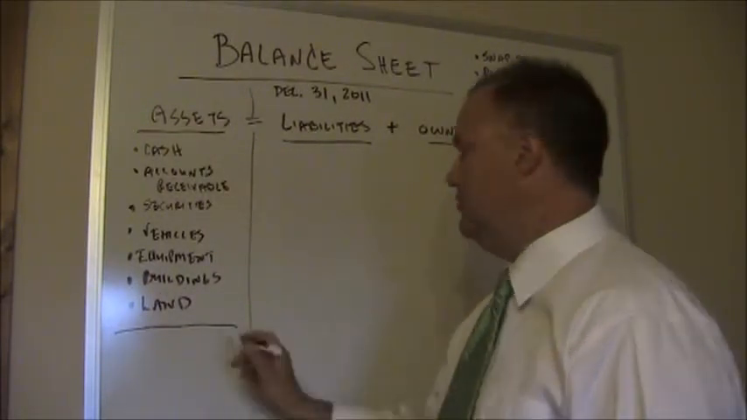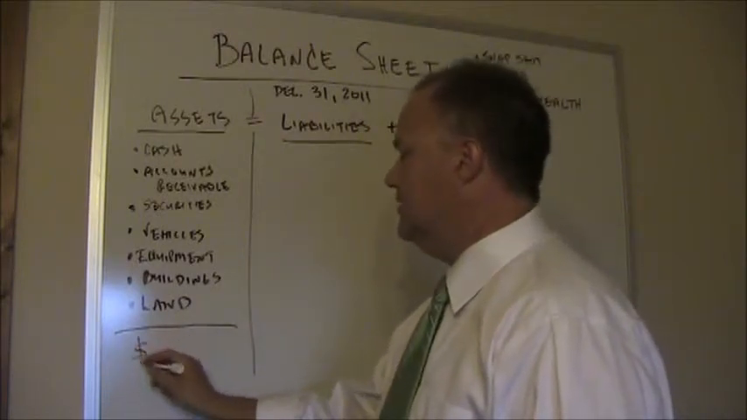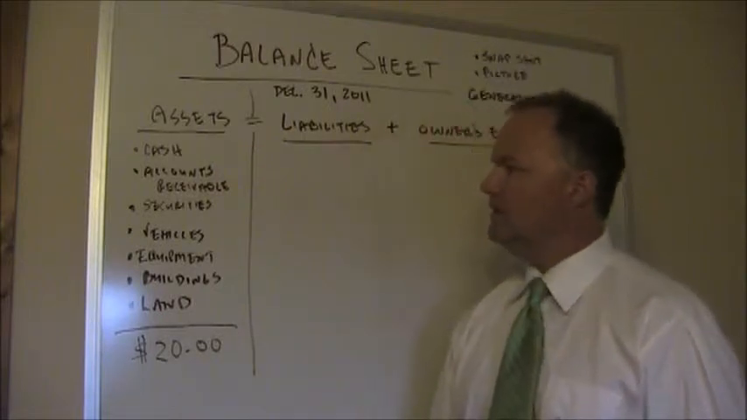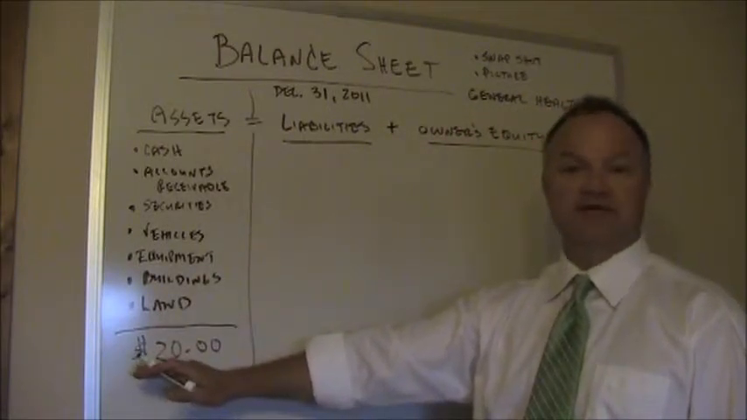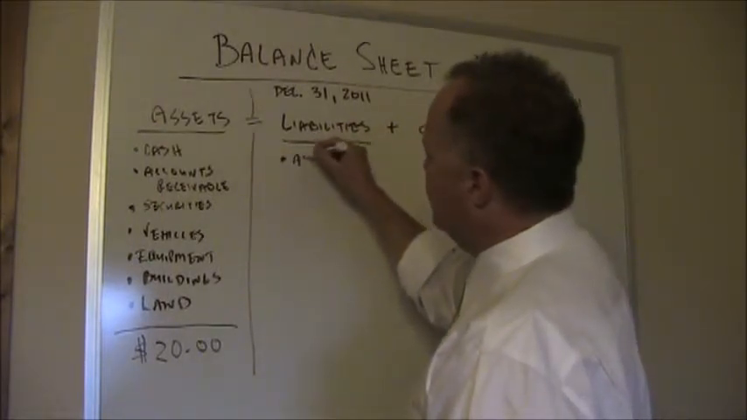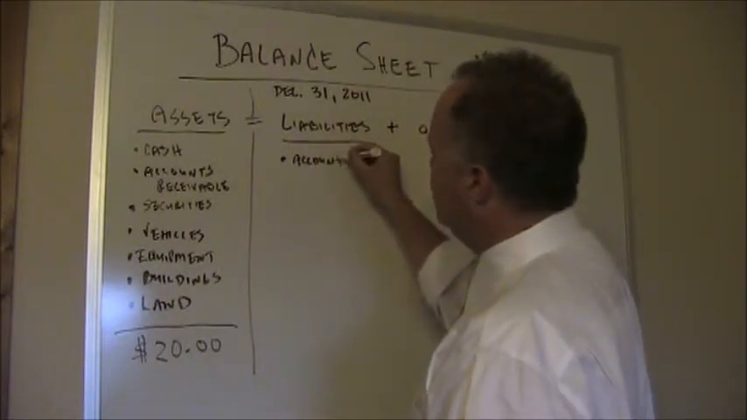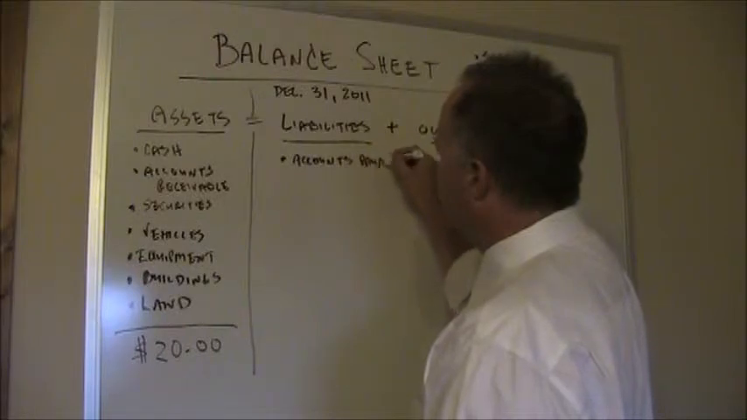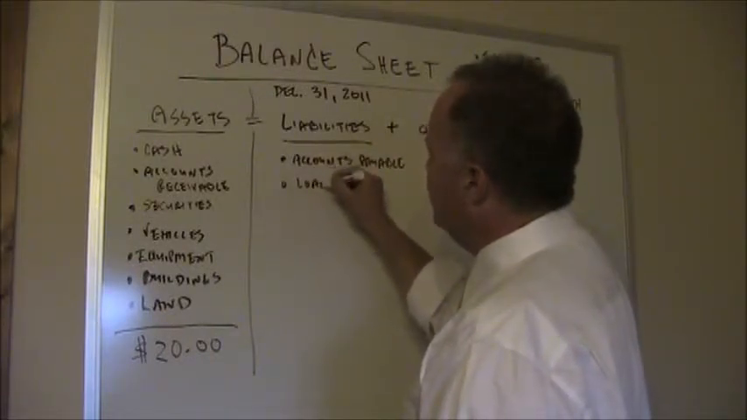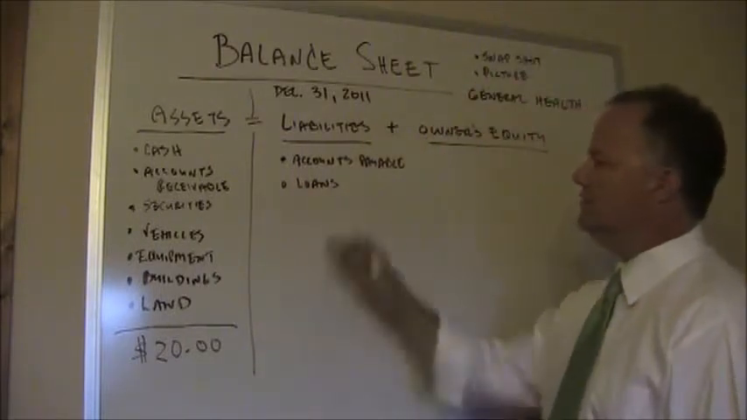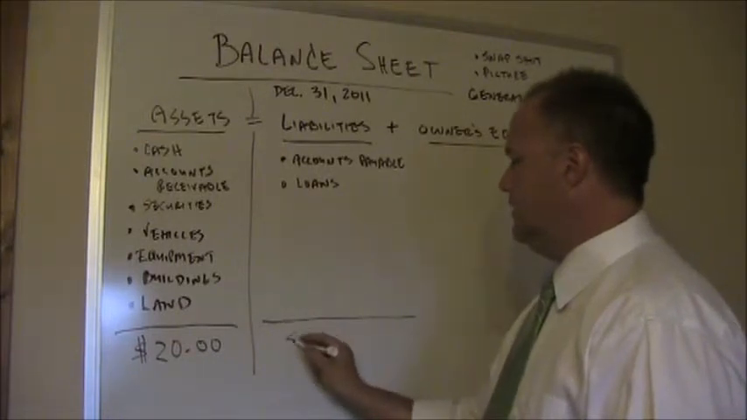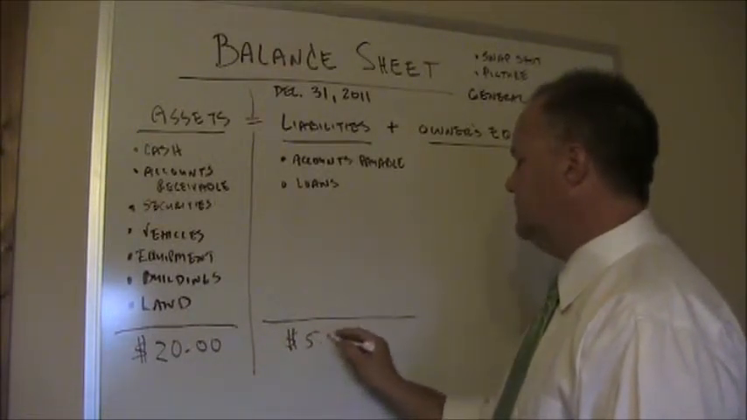I'm going to throw an easy number at it. Let's say $20. That's one side of our balanced equation. The other side is our liabilities. That's going to be made up of our accounts payable and any loans we might have out there. Total all those up. Let's say a big number, $5.